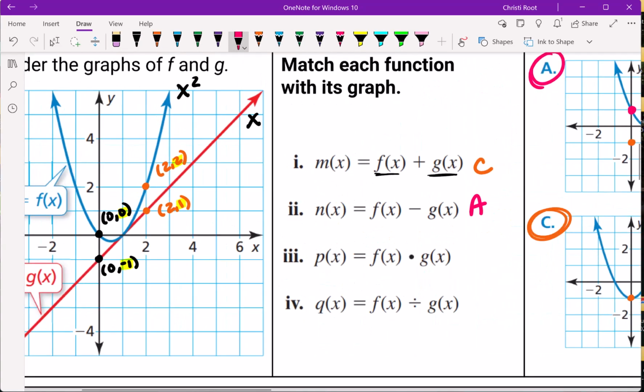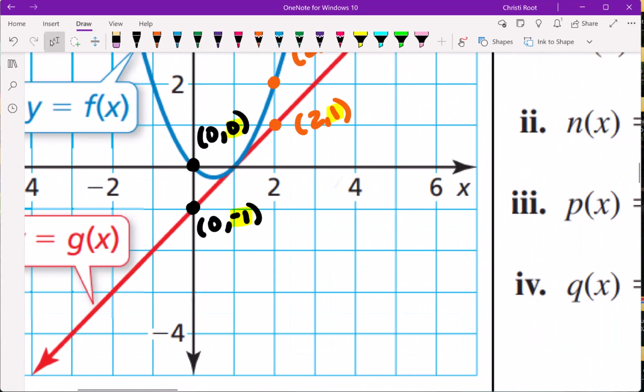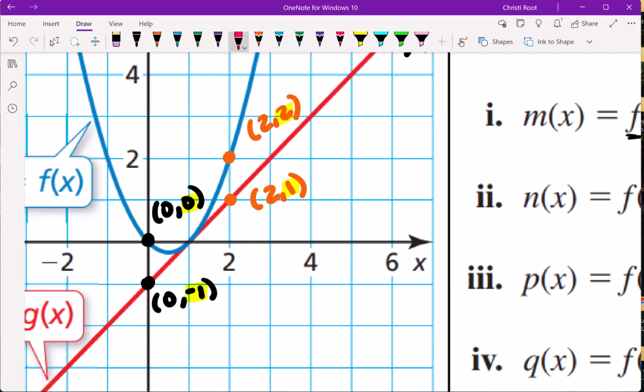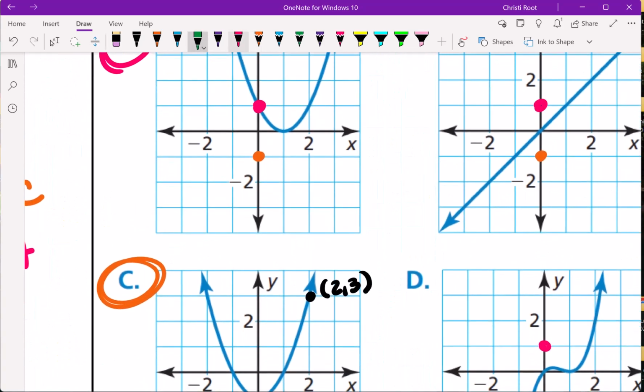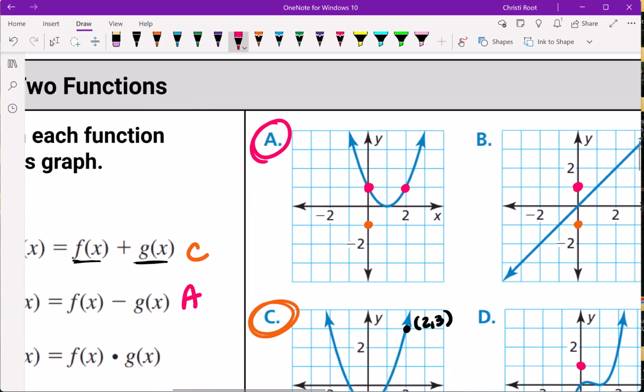I'll show you one more time. 2, right here, this 2 minus this 1, it should give you a new coordinate at 2, 1. There it is. 2, 1. So it's absolutely for sure going to be A.